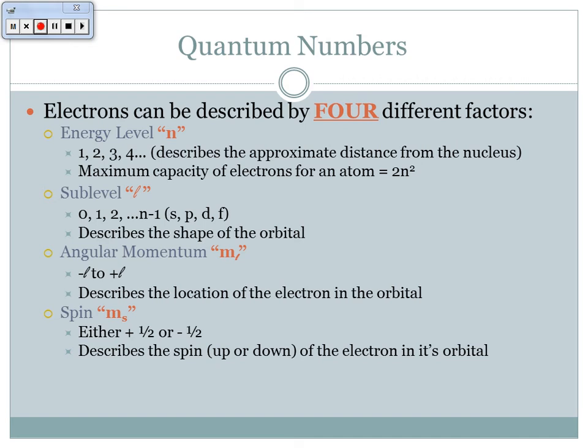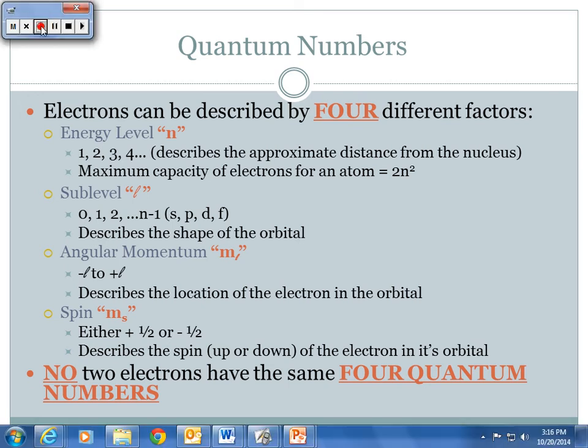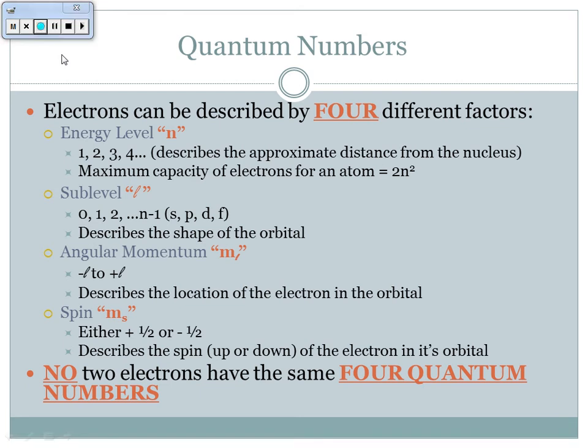Now, there's something important to remember about electrons: they are like snowflakes. No two can be the same. So no two electrons can have the same 4 quantum numbers. You can have the same 3, but you can't have that same 4th quantum number. So you can have the same N, L, and M sub L value, but your M sub S value needs to be different. It needs to be either +0.5 or -0.5. You can't have the same +0.5.